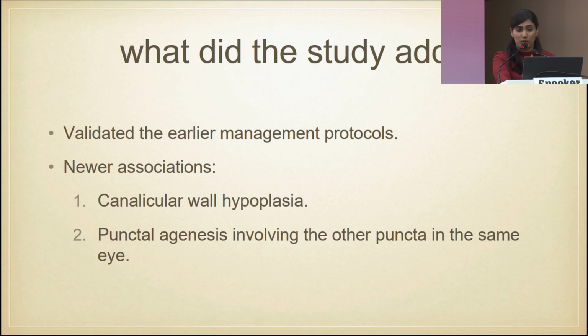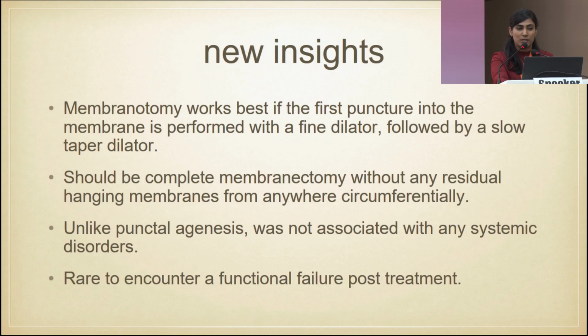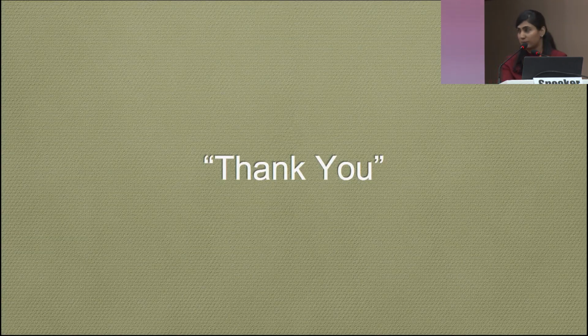What the study added was that it validated the earlier management protocol of membranotomy being the primary management, and newer associations like canalicular wall hypoplasia and punctal agenesis were noted. The insight we gained was that membranotomy works best if the first puncture into the membrane is performed by a fine dilator, followed by a slow taper dilator. It should be a complete membranotomy without any overhanging or residual membrane. Unlike punctal agenesis, it was not associated with any systemic disorders, and it was rare to encounter functional failure post-treatment. That was just 1 patient. Thank you.